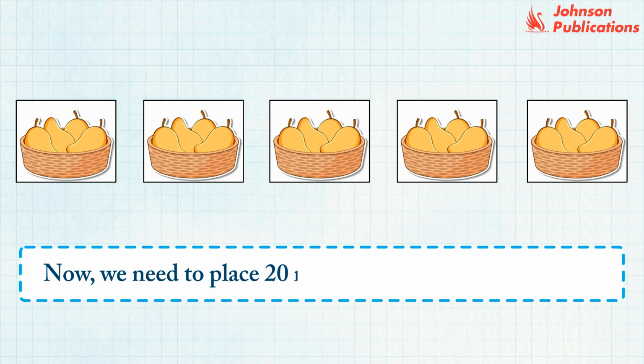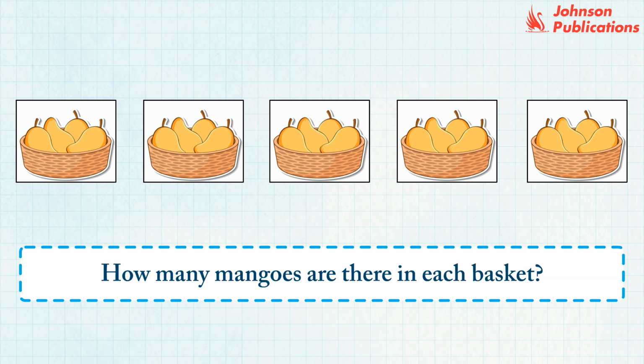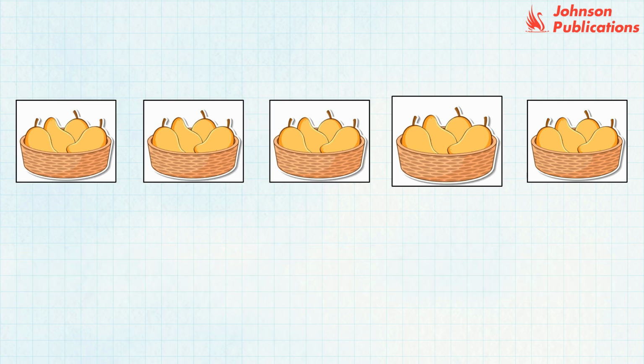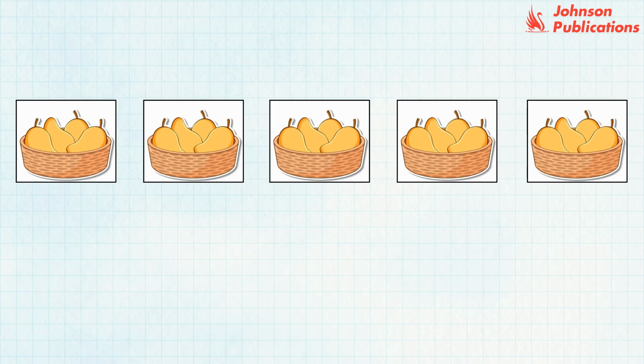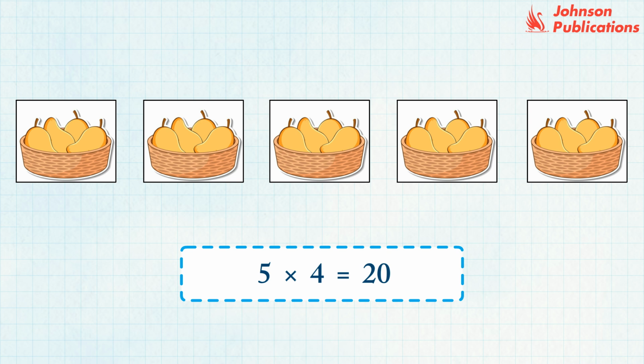Now, we need to place 20 mangoes equally into 5 baskets. How many mangoes are there in each basket? There are 4 mangoes in each basket. Therefore, 5 multiplied by 4 is equal to 20. 20 divided by 5 is equal to 4.